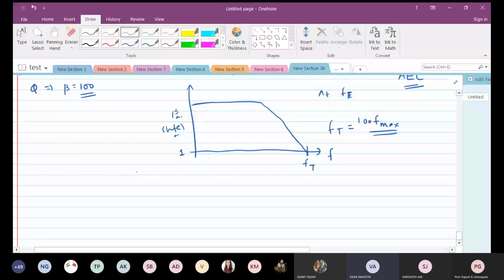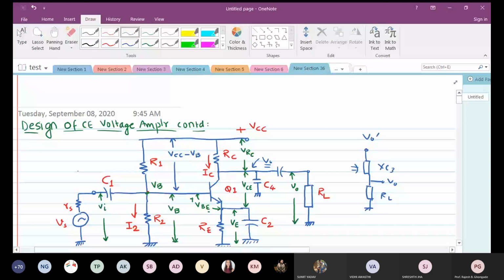Fantastic, very good question. The voltage gain is definitely going to change. If beta changes, the HFE changes or beta AC changes, the gains are going to change. It will definitely affect the voltage gain, and that is why such amplifiers are not used at all like this. This amplifier is called the open loop amplifier.